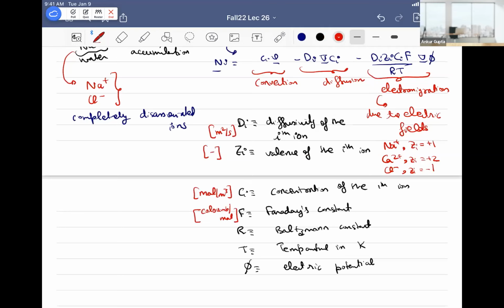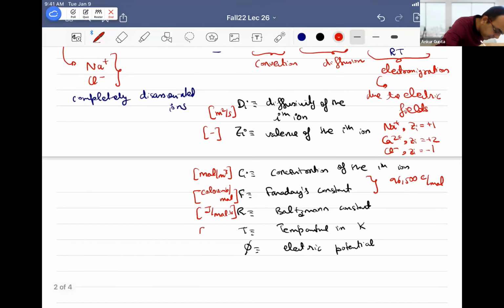of electrons. If I'm not wrong, I believe the number is 96,500 coulomb per mole. That's the Faraday's constant. And then R is joule per mole Kelvin. T is temperature, in Kelvin, and phi is potential, which is volts. It will remind you of some of the things you might have done in your undergrad physics. If you multiply all of this, you should be able to get the units of flux.